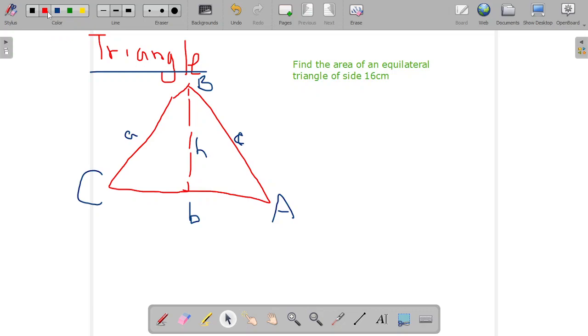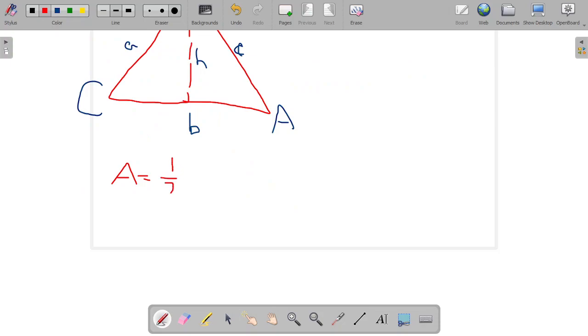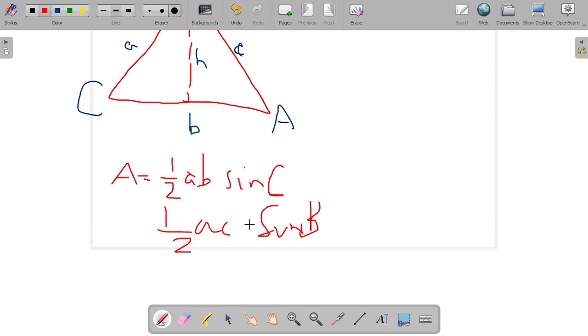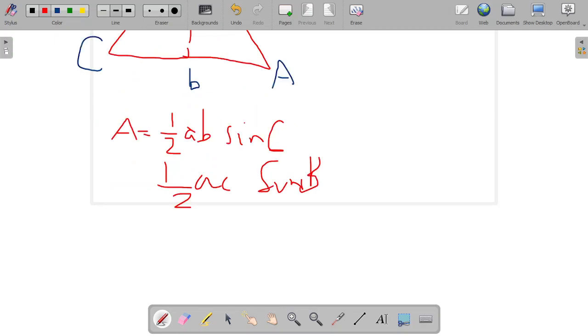Now, we have a formula for calculating the area of a triangle as 1 over 2 AB sine C, or 1 over 2 AC sine B, or 1 over 2 BC sine A. So we have this formula for calculating the area of a triangle.